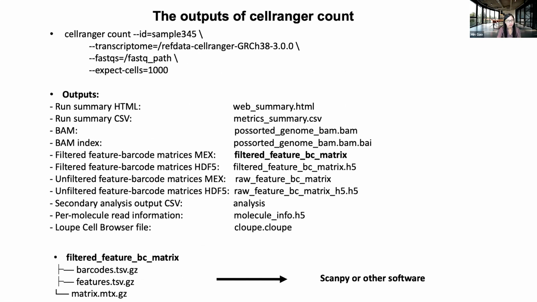After we run cellranger count, we can get this output. This includes the summary files. Based on the summary files, we can check the mapping ratios, how many cells were counted, how many genes per cell, and also we can get the aligned BAM files, and we can get the gene expression matrix. The gene expression matrix can be found in this directory. We can upload this directory to other tools such as Scanpy or Seurat to do further analysis.